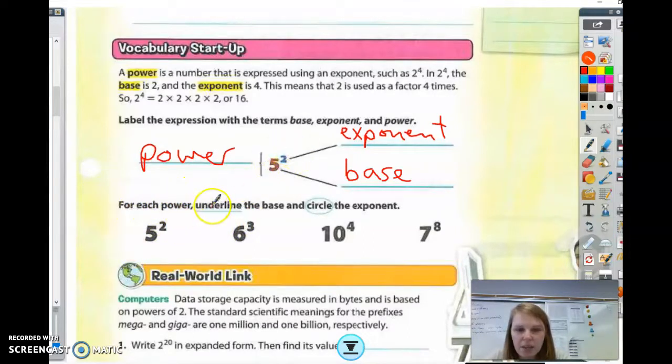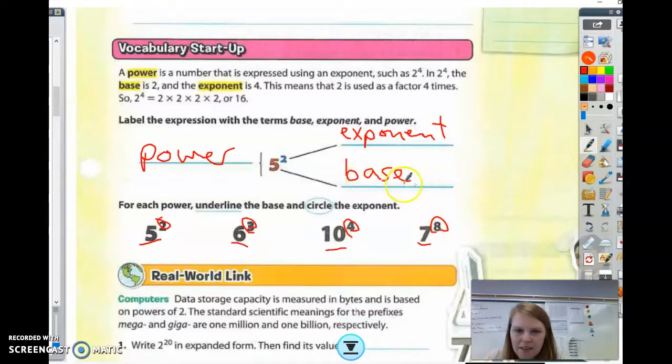And now for this next part, this is just asking us to identify again for each power, so each grouping, underline the base and circle the exponent. Take a minute to see what you think for these. Underline the base, circle the exponent. Wouldn't this be the base? And this would be the exponent. Base, exponent, base, exponent, base, exponent. I think that looks great.